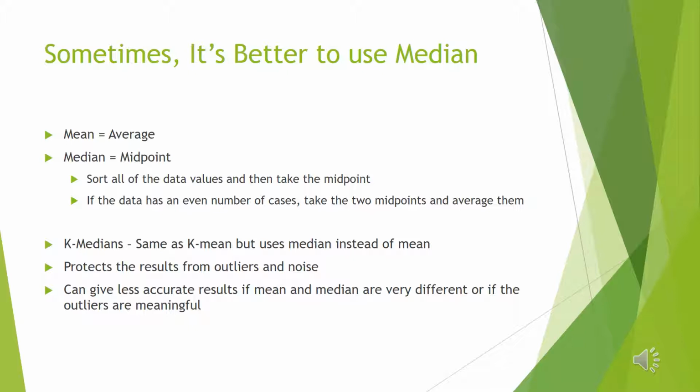As I said, it protects the results from outliers and noise, but it can give less accurate results if your outliers are actually meaningful data points and you want to be able to use them. So you have to use your best judgment as to whether it's best to use mean or median.